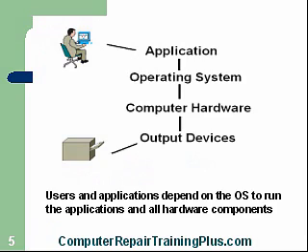Now here's a little diagram. We've got a user. He's running an application like Microsoft Word or Internet Explorer. It runs on top of the operating system, and then the operating system interfaces with the hardware, and then the hardware drives the output devices like a printer.